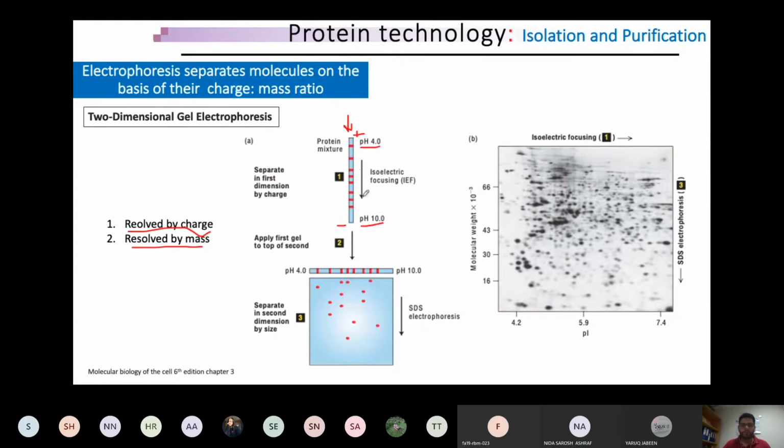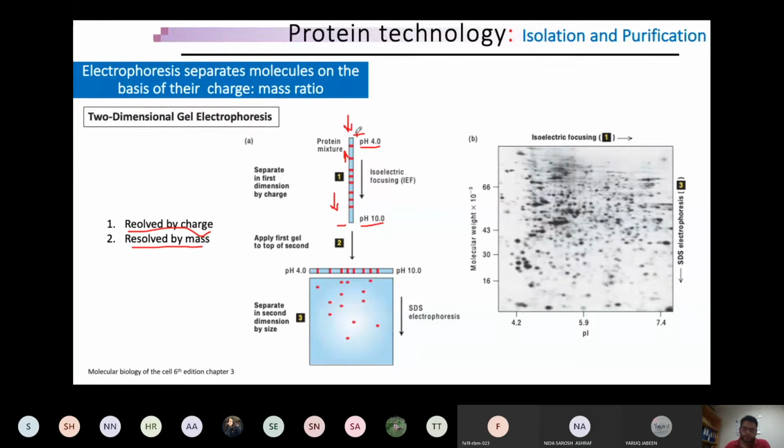For example, if a protein is basic in nature, it will be somewhere down here, and if a protein is acidic in nature, it will be somewhere up there. So any protein will adjust itself according to its isoelectric point. So this strip, which is made up of a mixture of ampholytes, creates a kind of pH gradient on this strip.